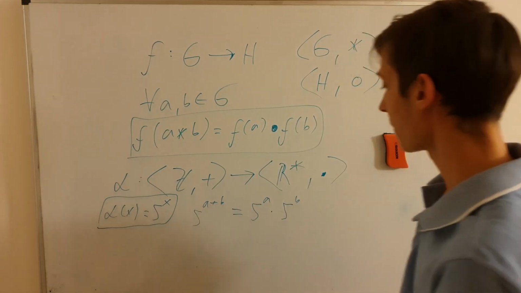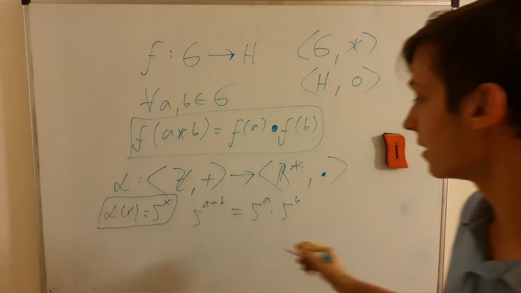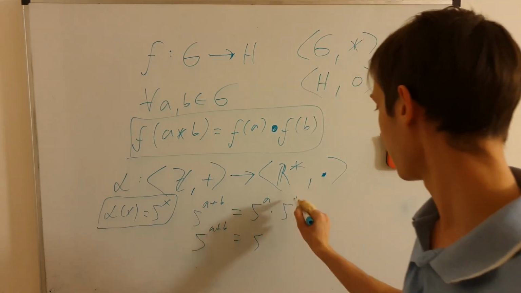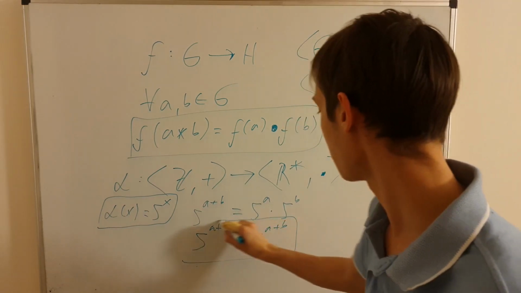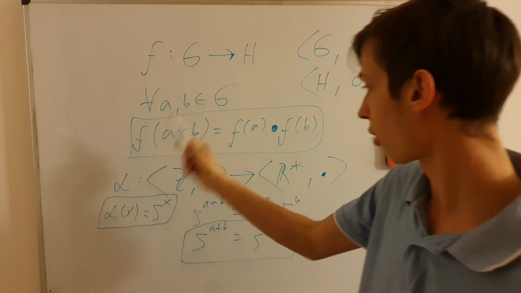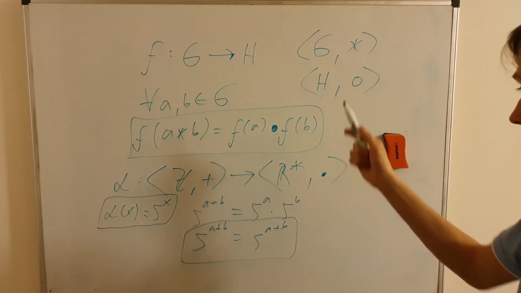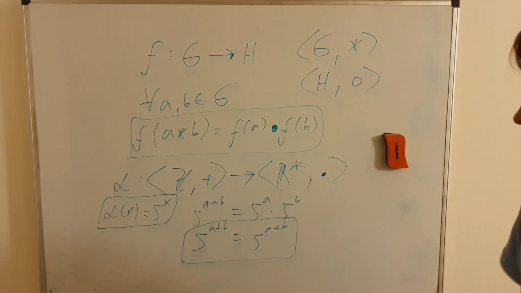So we're verifying whether 5 to the a plus b equals 5 to the a times 5 to the b, and indeed, thanks to the properties of exponents, it can be verified that it is, because these things will add up with the same base. And so this can be verified as a homomorphism. So alpha from integers under addition to non-zero reals under multiplication is a group homomorphism from this group to this group. That's an example of it.